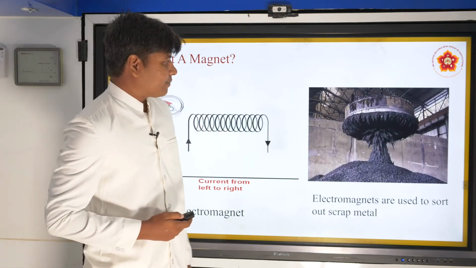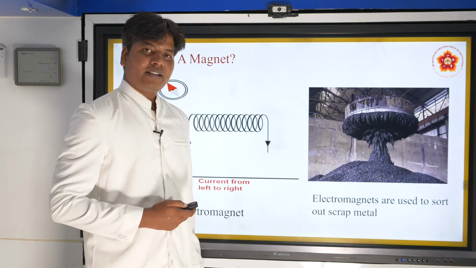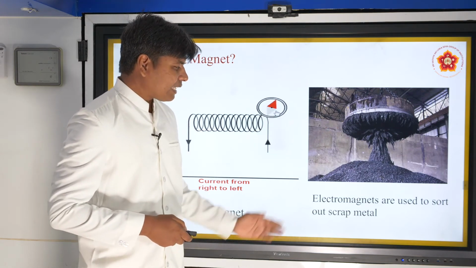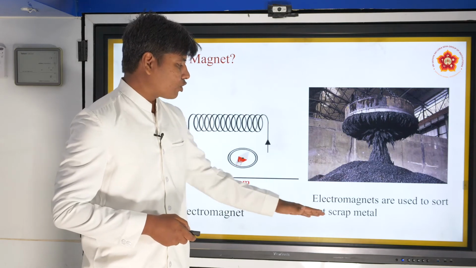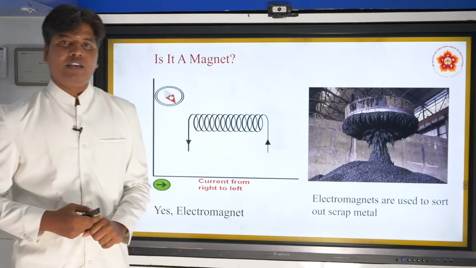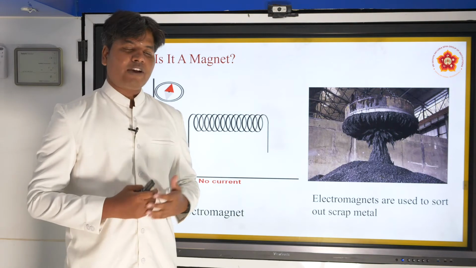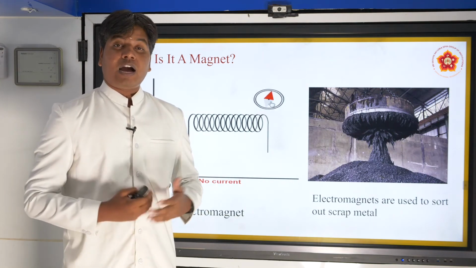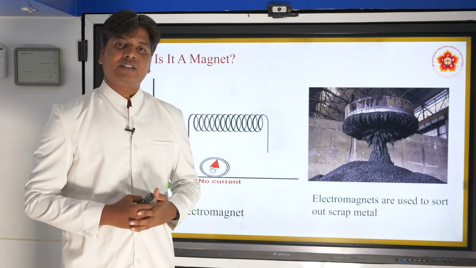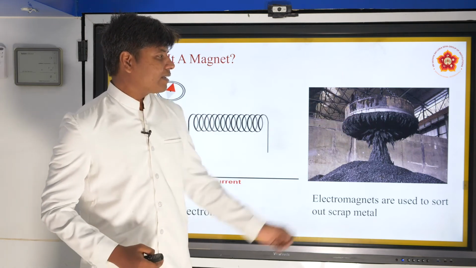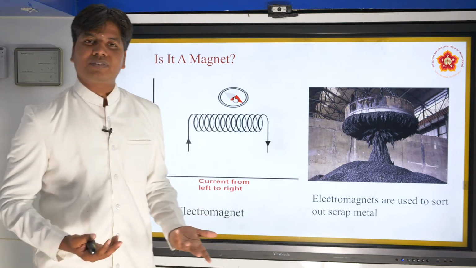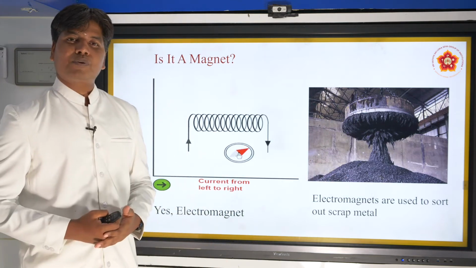You can see this. This is a huge electromagnet. Why are we using it here? Electromagnets are used to sort out scrap metal. You have a dump, a mixture, and you have metal in that. How do you identify that? You take a large electromagnet and switch it on. All the magnetic particles will be attracted, the rest will fall down. This is how easy the process is.